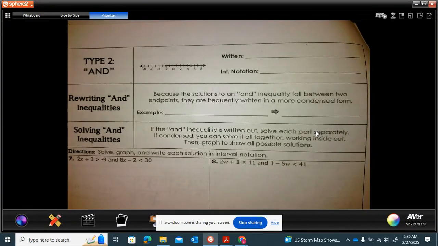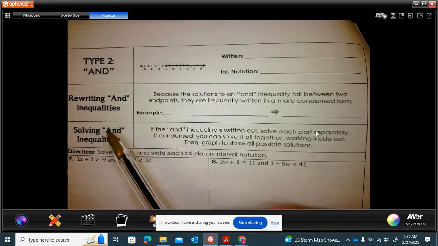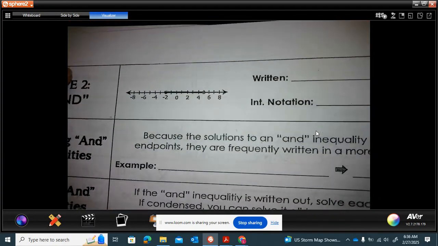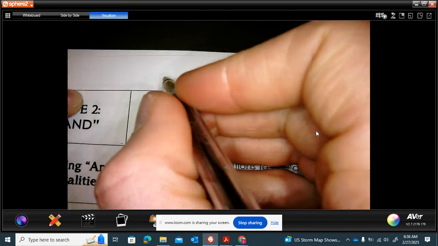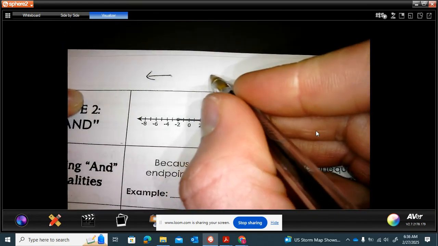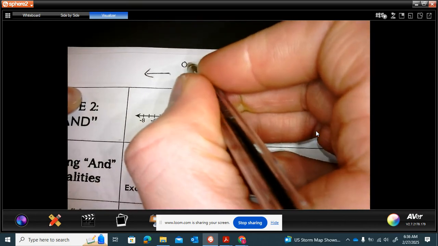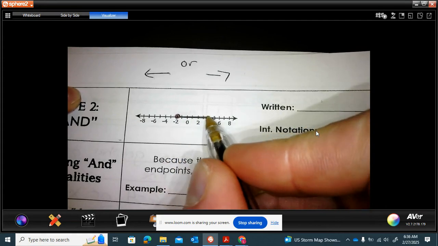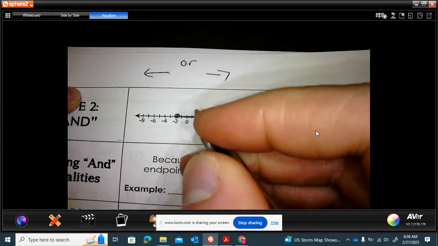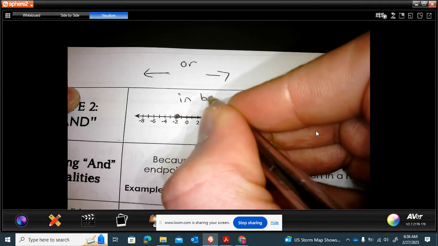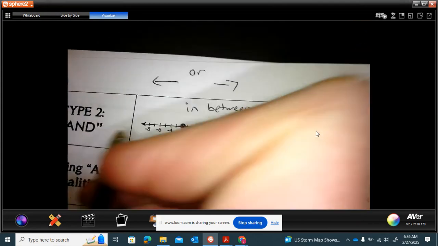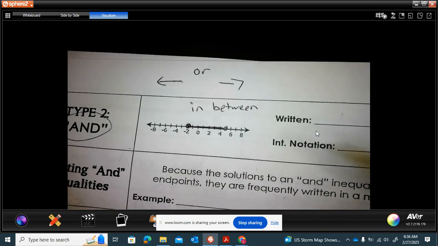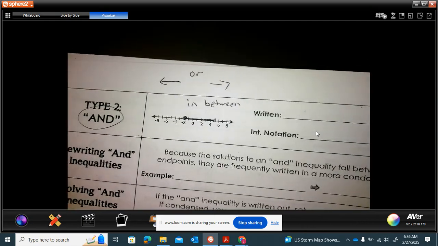All right, so the second type of compound inequalities is called an AND. So you can see the difference is instead of having arrows going to the left and going to the right, this would be an OR. You have your inequality graphed in between. So if it's in between, it's an AND. In between is AND. So this one is always written like this.